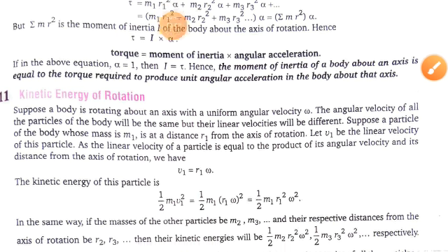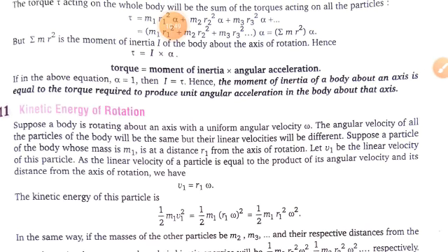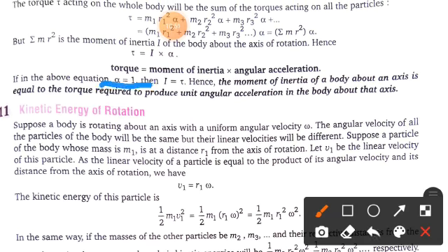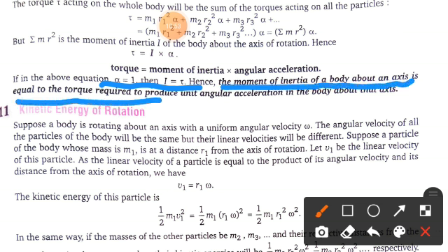Clear? So if in the above equation we take alpha equal to 1, then I equals tau. So the moment of inertia of a body about an axis is equal to the torque required to produce unit angular acceleration in the body about that axis. I hope it is clear.